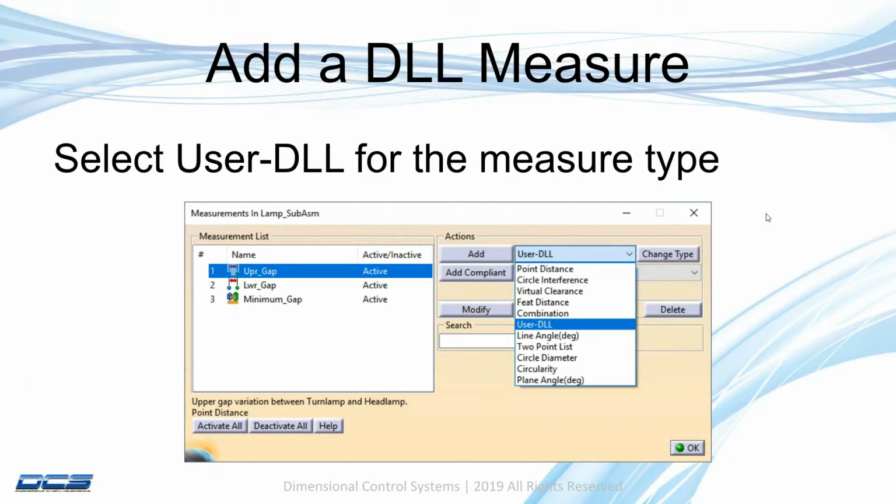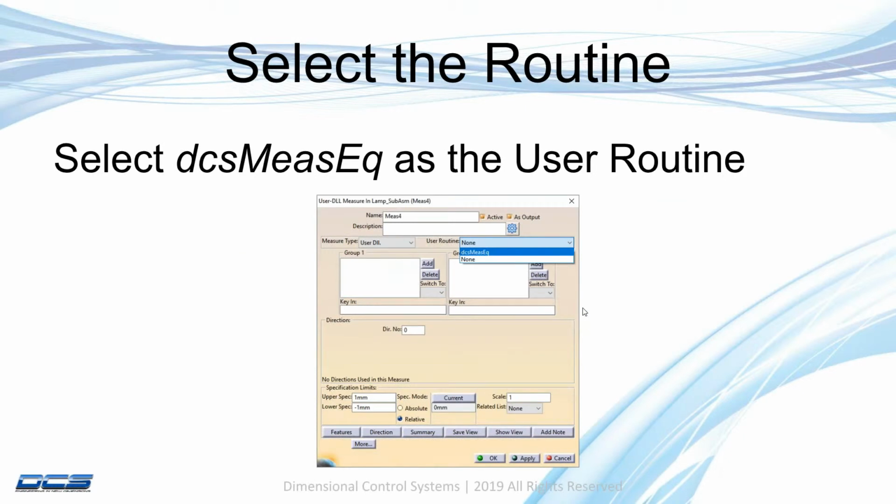So to add a measure equation DLL, we're just going to select the user DLL type. So for most people, you're probably used to using these point distance types or circle interference. So just a few items down the list is user DLL. So you'll select that, click that add button, and then you'll be given the standard DLL dialog. To actually select the measure equation routine, you just want to go to your user routine and select DCS Mesh EQ as the measure equation routine.